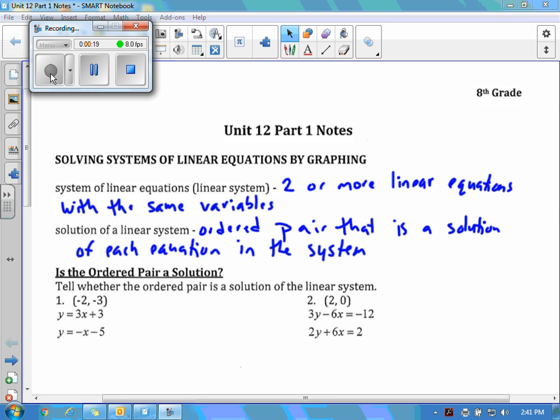Unit 12 Part 1 is in your book. Part 2 and Part 3 are not in your textbook, so you'll really have to pay attention to the notes and check them for Part 2 and Part 3. But in Part 1, we are looking at solving systems of linear equations by graphing.